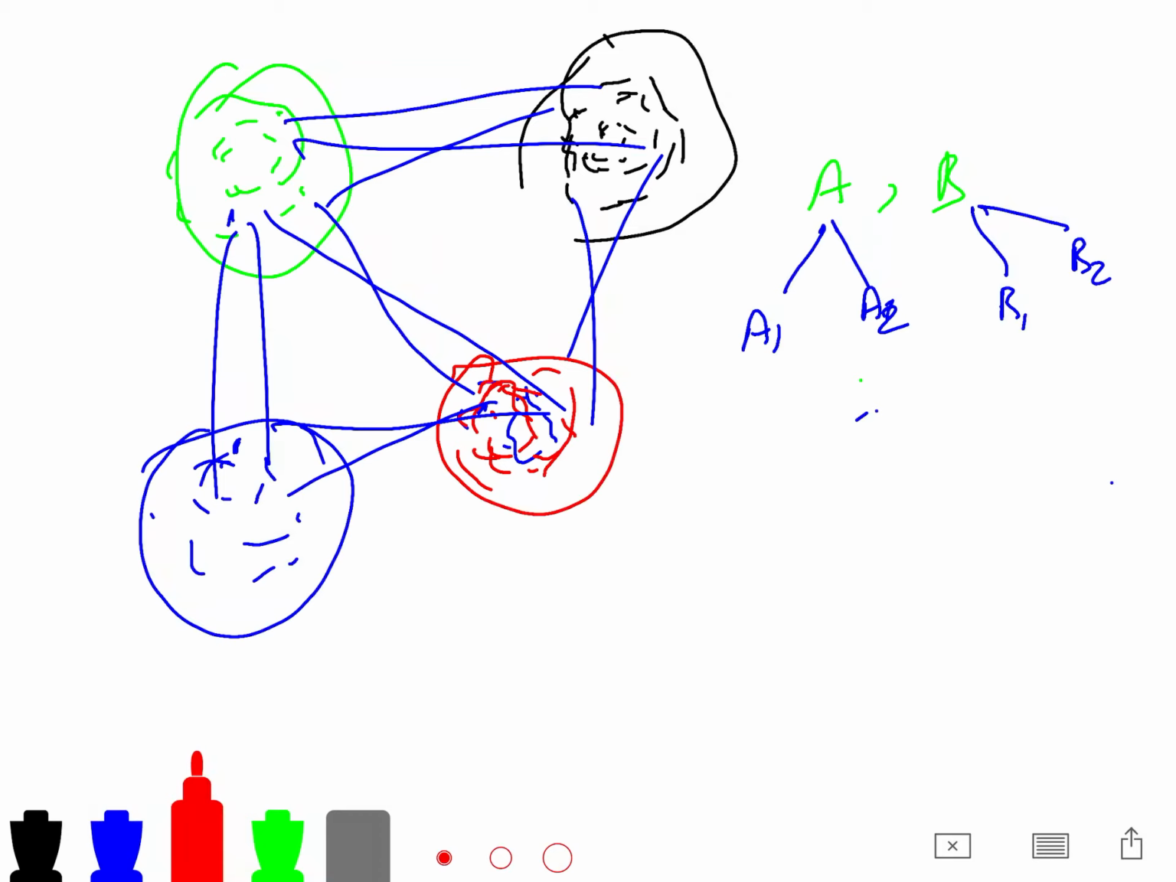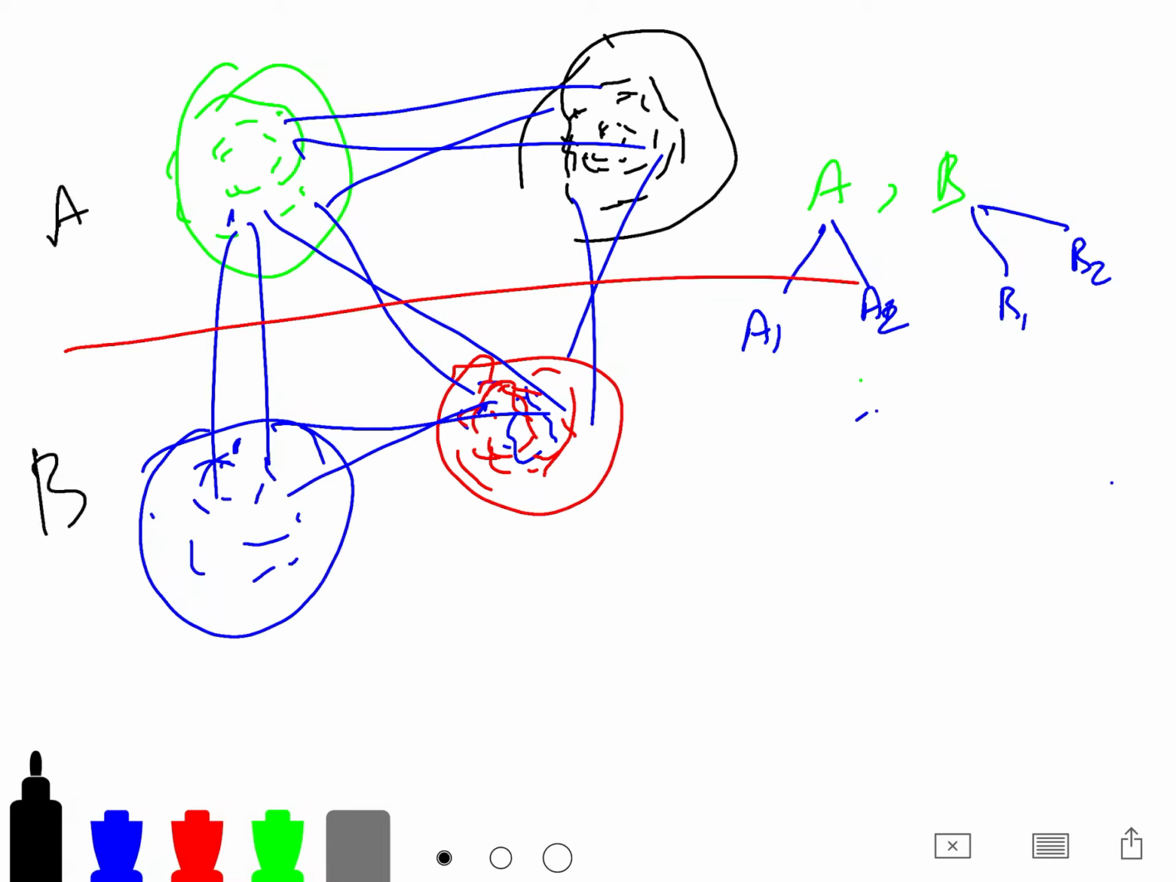So you first, using the second eigenvector, you cut this. And you cut again inside them. So this is A, this is B. And then you cut again. So this is A1, this is A2, this is B1, you cut again, B2. This is a naive approach.